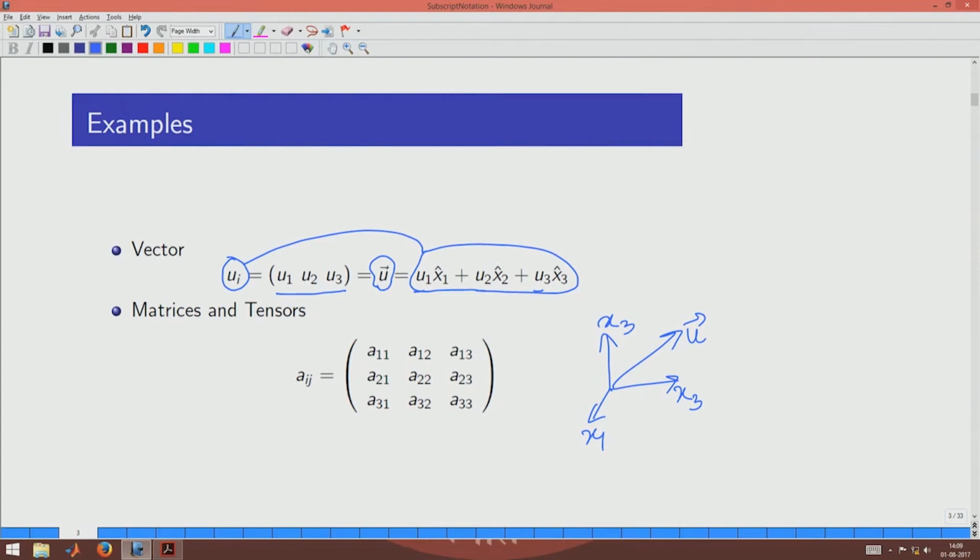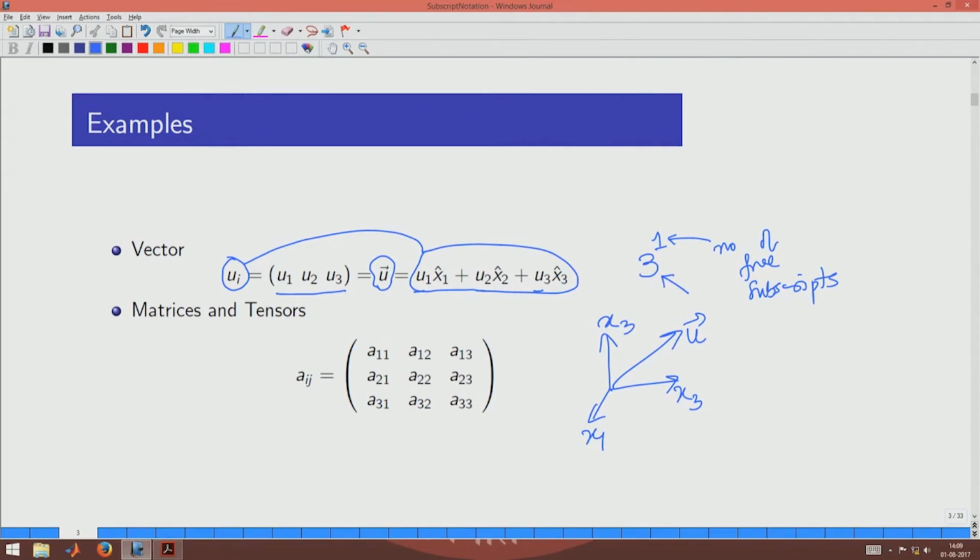Note that the number of free subscripts here is 1, and the number of terms is 3. So, the number of terms is 3 raised to the power of 1, where this 1 is the number of free subscripts, and this 3 is because we are talking about these quantities in a 3-dimensional world.